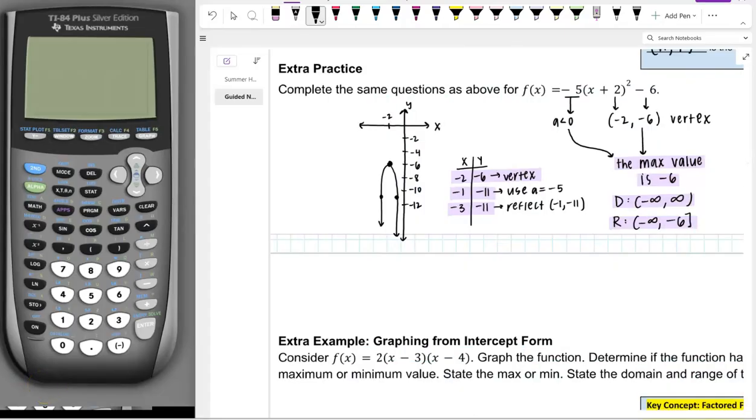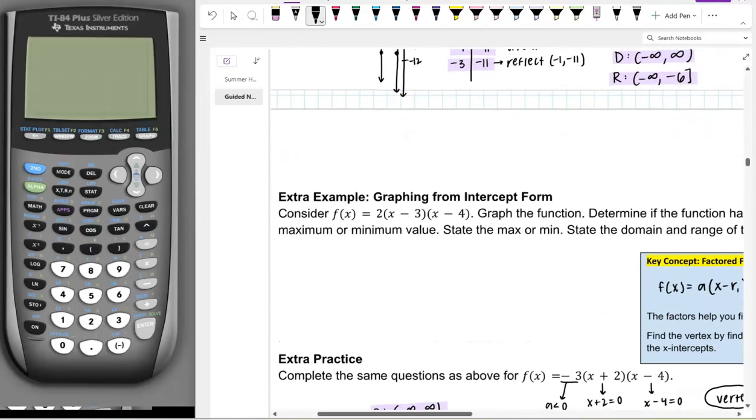I want you guys to try the extra practice problem here. It's the same question, so graph it, find the max or min off of this vertex form, and then check if you got the answer right. And finally, we're going to look at graphing from intercept form. So we've already seen standard form, vertex form. Now we're looking at intercept form of a quadratic.